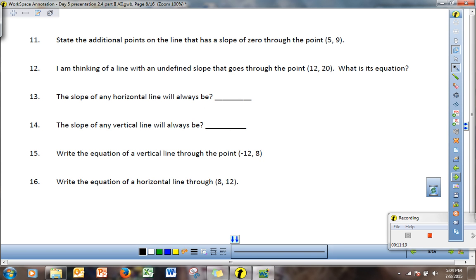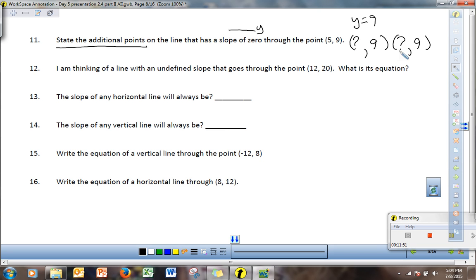Here comes my next little group. State the additional points on the line that has a slope of 0. Slope of 0 means it's a horizontal line, which means the equation goes through the y. It means the equation is going to be y equal 9. But this one said state some additional points. Well, it doesn't matter what you tell me as long as you tell me the y-coordinate is 9. So any number you wanted to make up there and there would work.